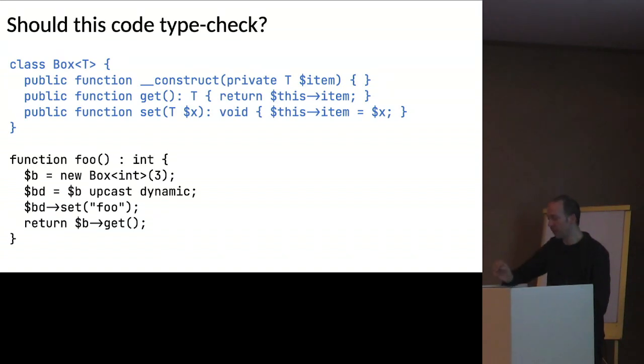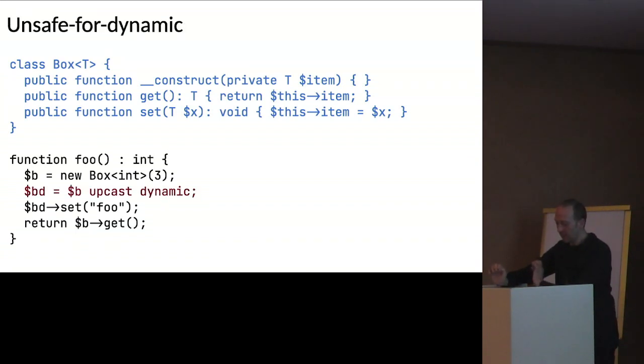And we have an invariant here. Our invariant is that item is of type T. Is this invariant preserved by the code? I'm not asking for an answer, just to think about it for a moment. It wouldn't be preserved if we allowed this code to type check. So our type checker rejects this code. It rejects this line that's highlighted in red.